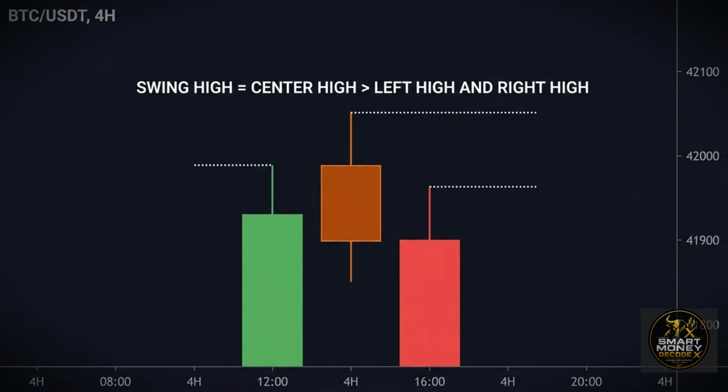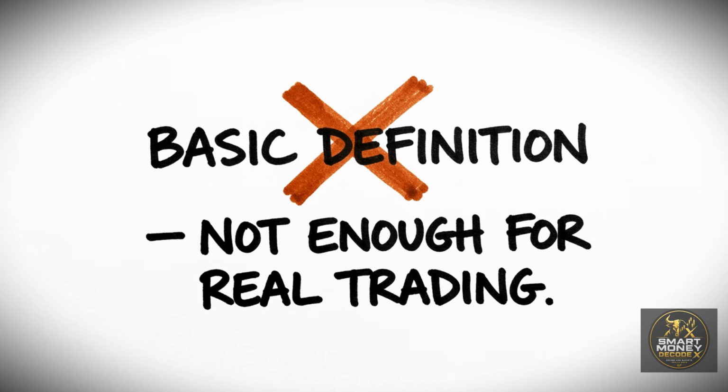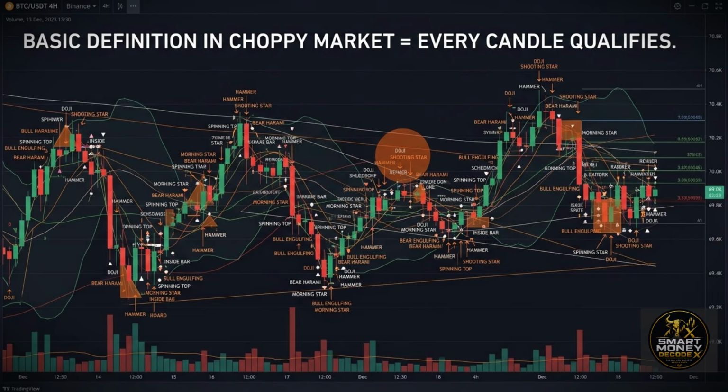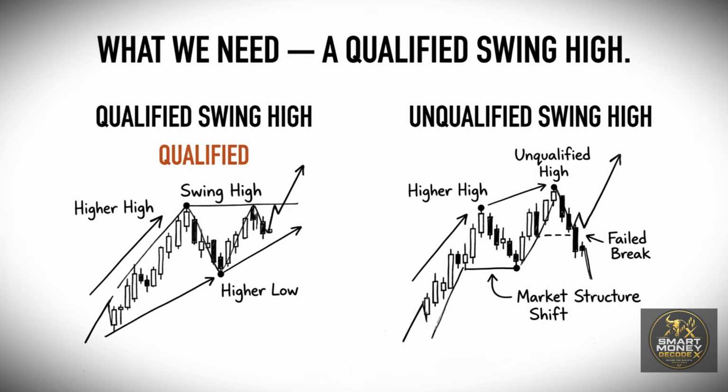The mechanical definition of a swing high. A swing high is a candle whose high is higher than the high of the candles immediately to its left and immediately to its right. That is the basic definition. But the basic definition is not enough for practical trading, because in that definition, almost every candle in a choppy market qualifies as a swing high. What we need is a qualified swing high. A swing high that is significant enough to be a real structural turning point.